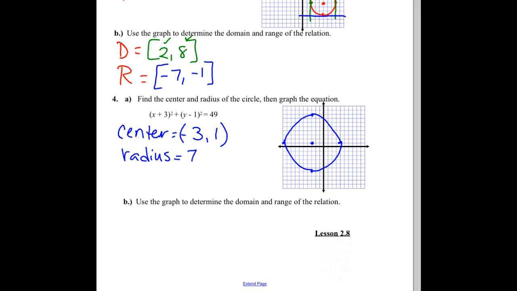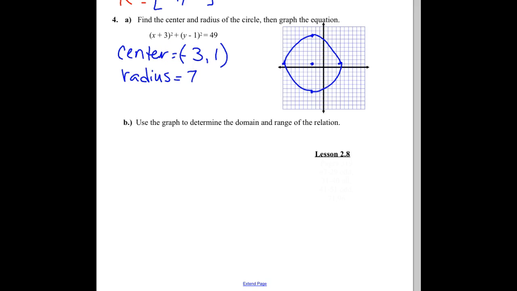Okay, last question. Use the graph to determine the domain and range. So again, we can base it off of our picture, or we can base it off of our coordinates. If we are at -3 for the center for x, we have to subtract 7 and add 7. Yes? So go that way 7, go that way 7. So what do we get for domain? -10 to 4.